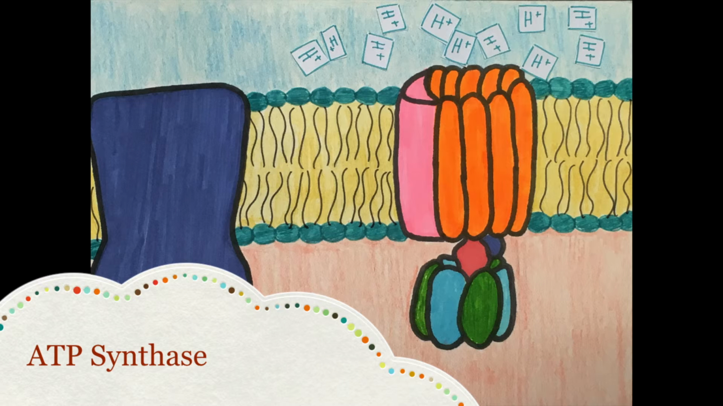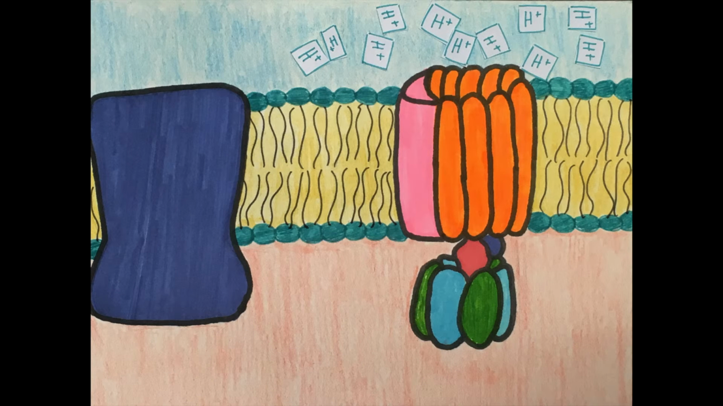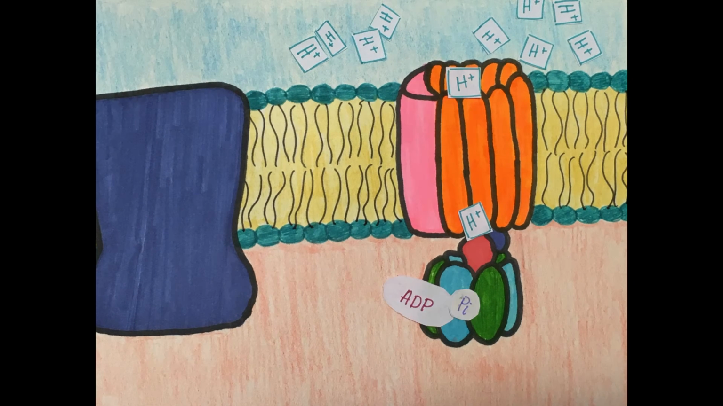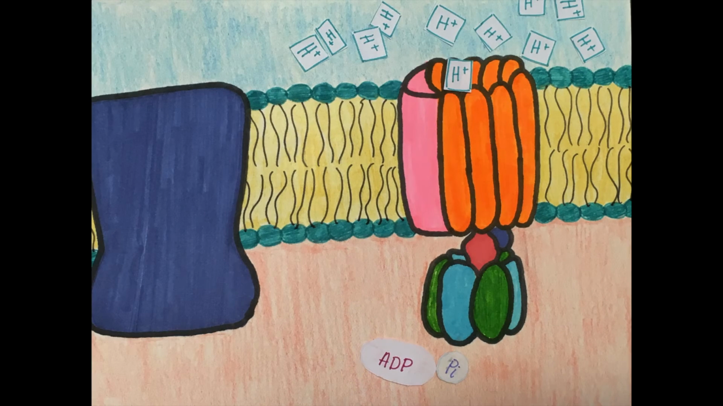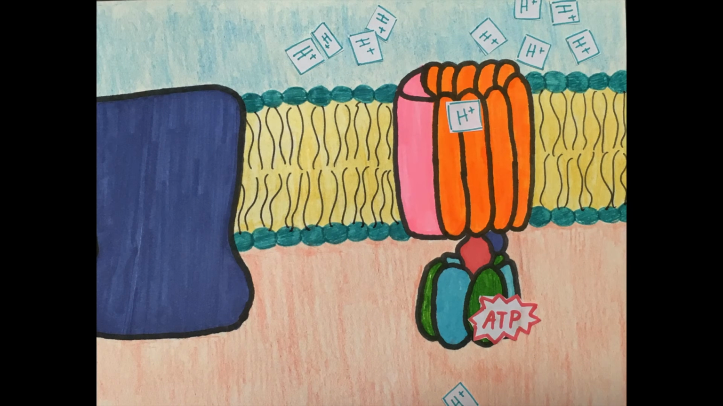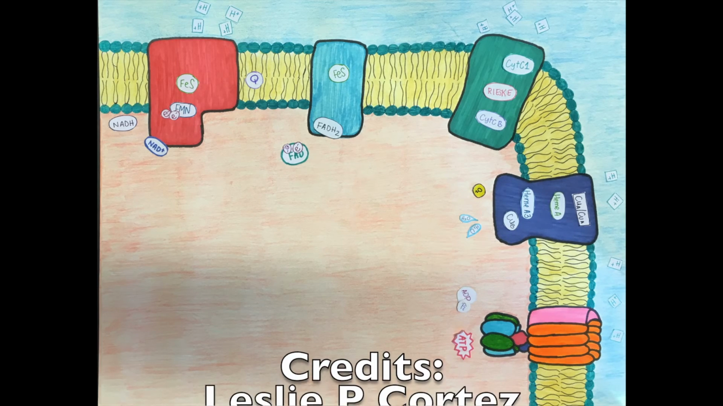The pumping of hydrogens into the intermembrane space creates a proton gradient. ATP synthase allows the movement of hydrogen ions back into the mitochondrial matrix. As the hydrogen ions move down, ATP synthase phosphorylates ADP into ATP. A single NADH forms 3 ATPs, while a FADH2 forms only 2 ATPs, and that is the end of the electron transport chain.